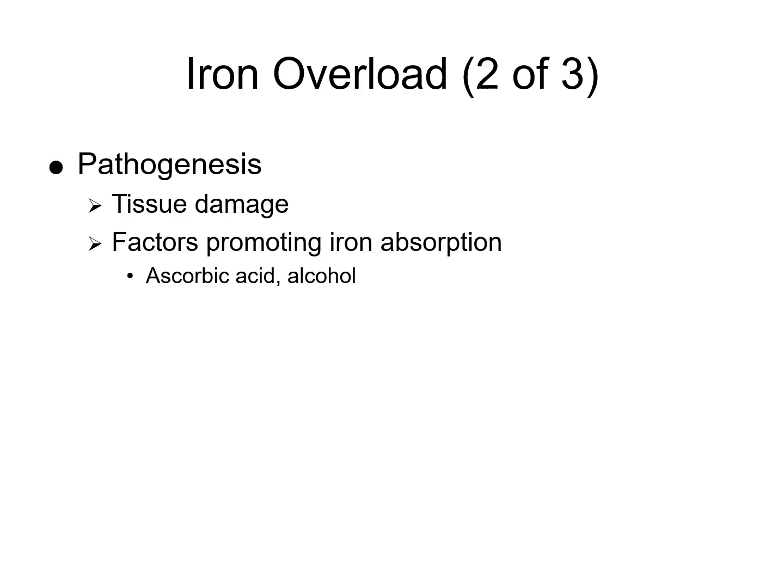For pathogenesis, we can have tissue damage, so excess iron deposits in organs such as the liver, heart, pancreas, and endocrine glands. Iron catalyzes the formation of reactive oxygen species, like free radicals, causing oxidative damage to cells and tissues. This leads to organ dysfunction, such as cirrhosis, cardiomyopathy, diabetes, and endocrine abnormalities.